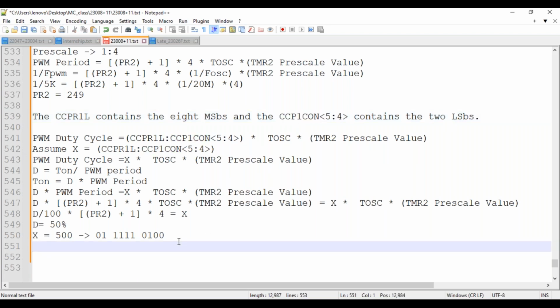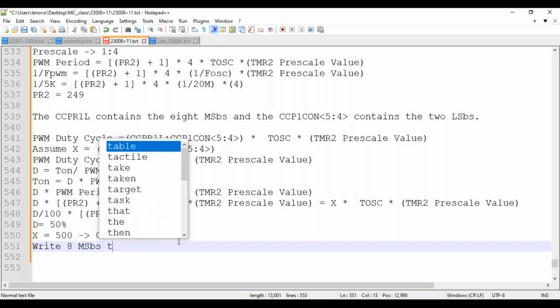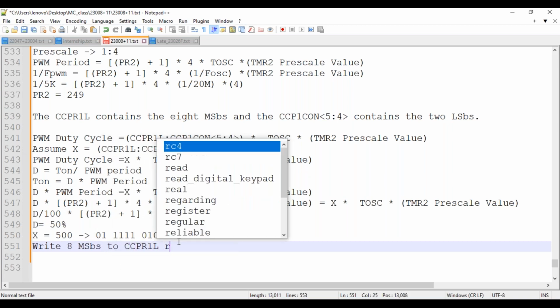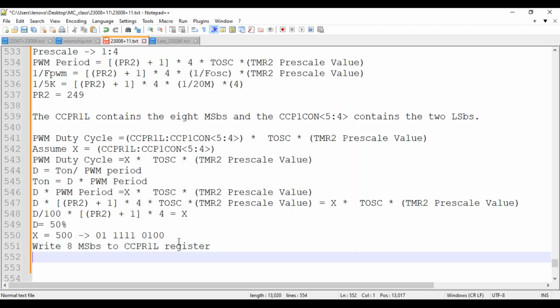Now tell me how to write the 8 MSBs to the CCPR1L register. Can you tell me how to write it? Can I write CCPR1L is equal to X? Can I write CCPR1L is equal to X? Is that possible?